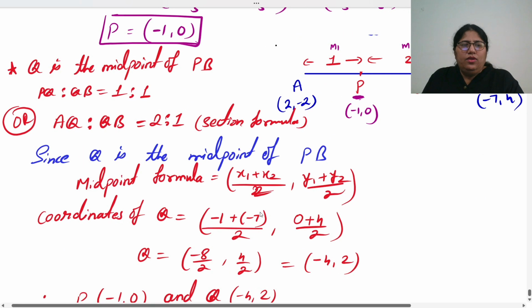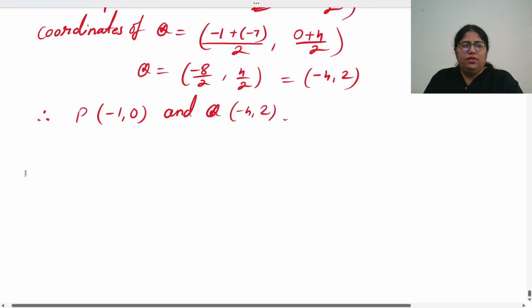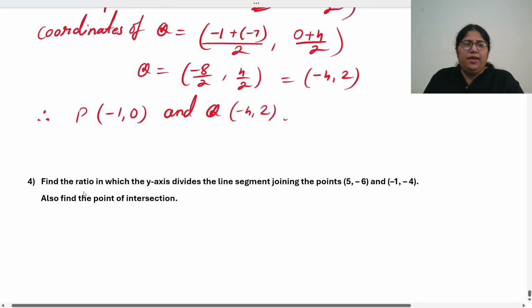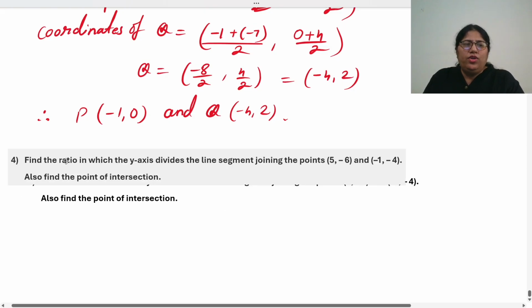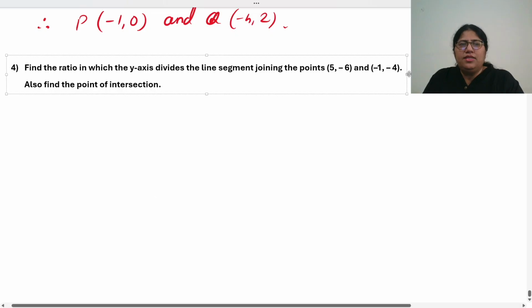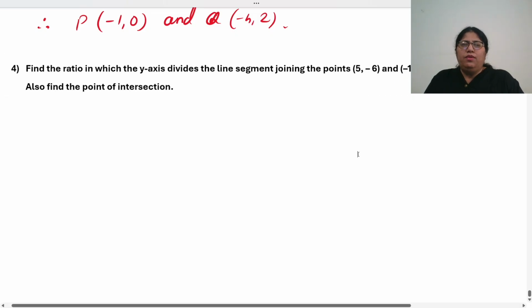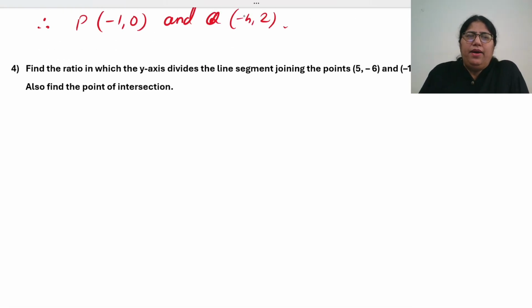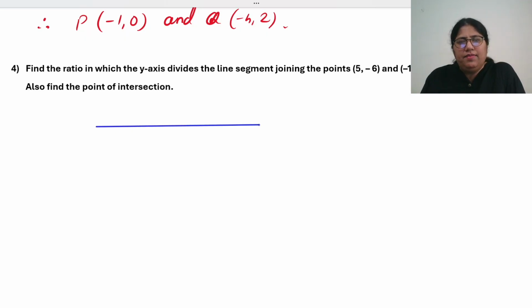So we are taking here question number 4. What is the statement here? Find the ratio in which the y-axis divides the line segment joining these 2 points. Also find the point of intersection. Now this is another question. First let us start by drawing the line segment. If I take AB as the line segment, right? So here the line segment AB.